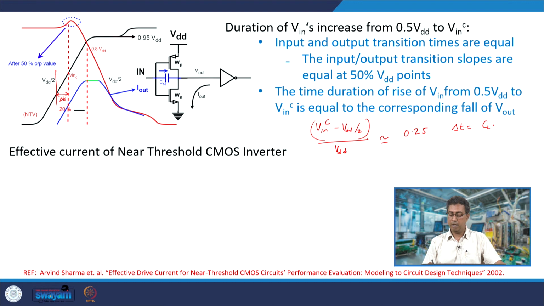CL into 0.25 VDD divided by I out, the output current when V out is 0.5 VDD. So, in this region, whatever is the output current, what time does that current take to discharge the output node by 1/4 of the overall transition? This is the amount of discharge, and the output current when V out is equal to 0.5 VDD.